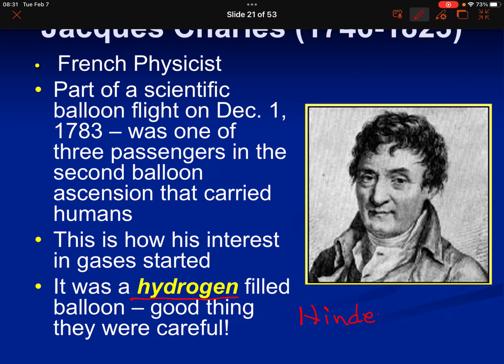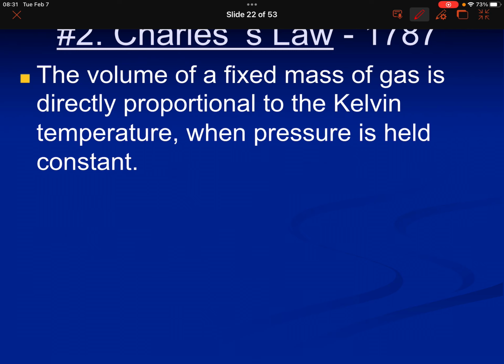Our second law is Charles' law. Charles was the French physicist. He was a balloon guy, and he got interested in gases. So he had a hydrogen-filled balloon, which is a good thing they were careful. Think Hindenburg.